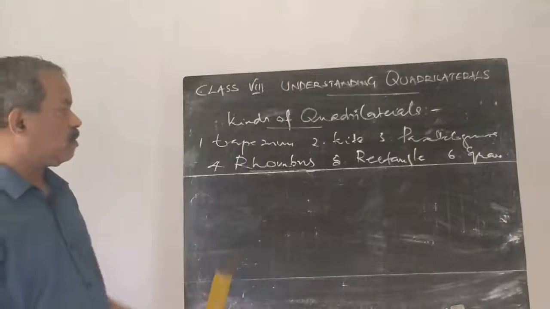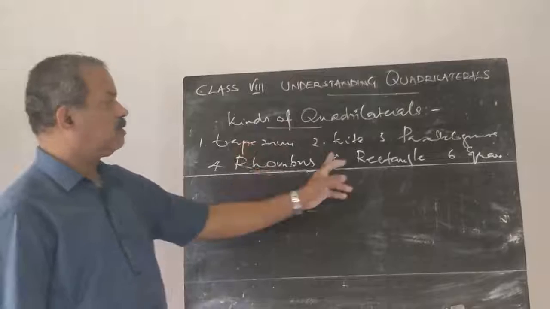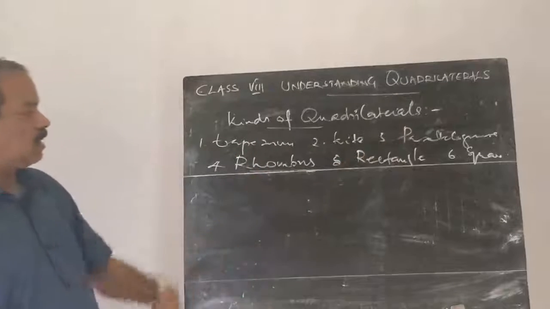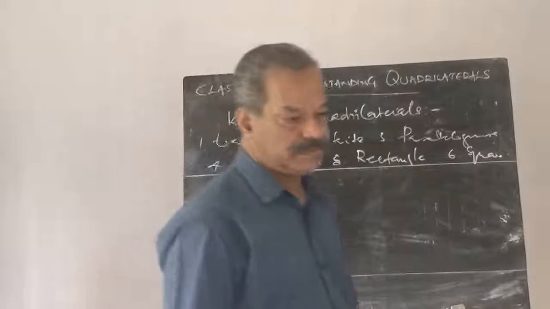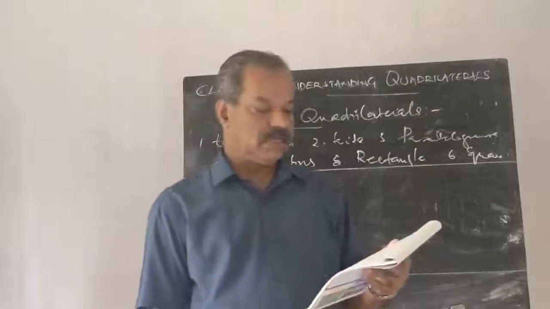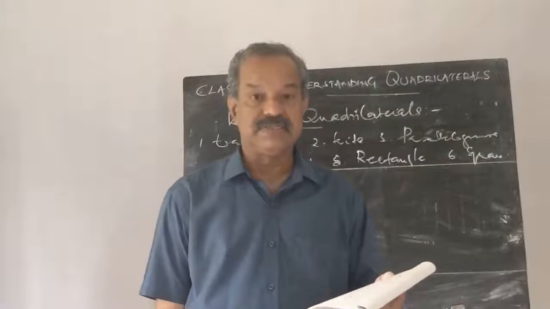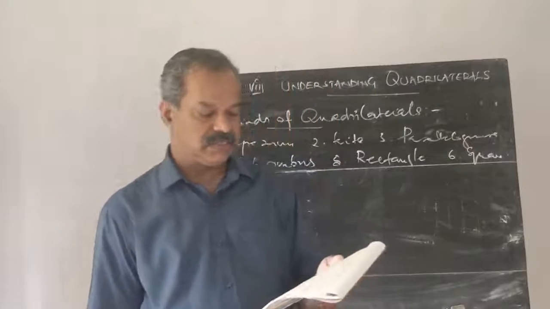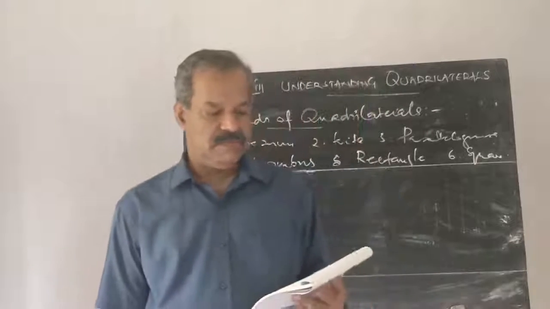So remember all these properties. Different kinds of quadrilaterals: trapezium, kite, parallelogram, rhombus, rectangle, and square. And see the properties. Now read the textbook pages 52 to 55. Do and study examples 7 and 8. Do the exercise 3.4, questions 1 to 6 of page 55.